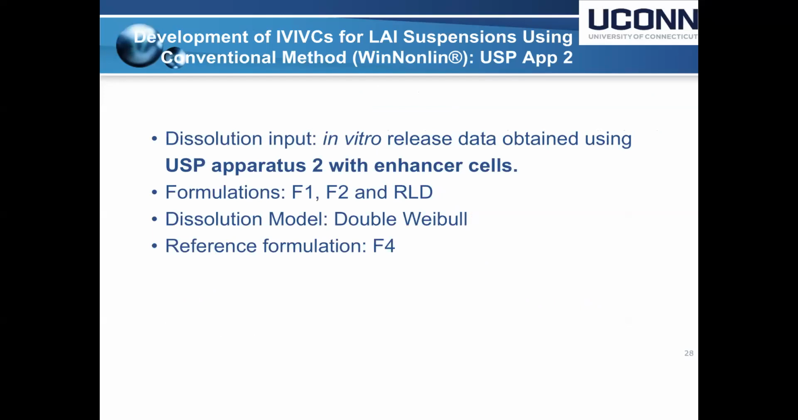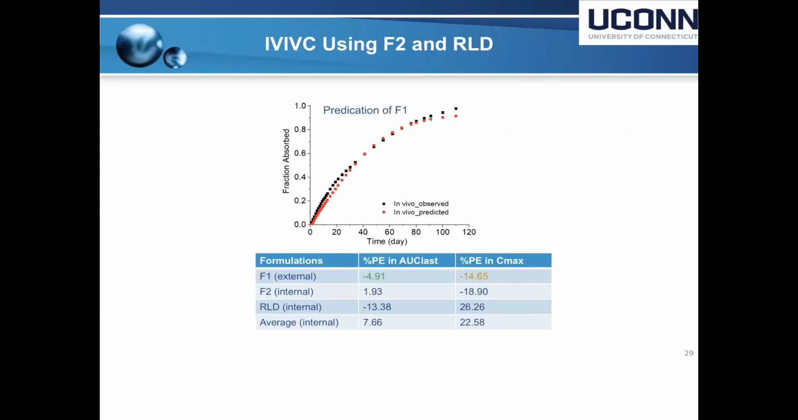So to develop our IVIVCs for these LAI suspensions, we tried with the data from the USP Apparatus 2 with the enhancer cells, and we used formulations F1, F2, and RLD, and then we tried to predict the formulation 4, and we used the double Weibull method. And here we're doing IVIVC just using F2 and the RLD and predicting F1.